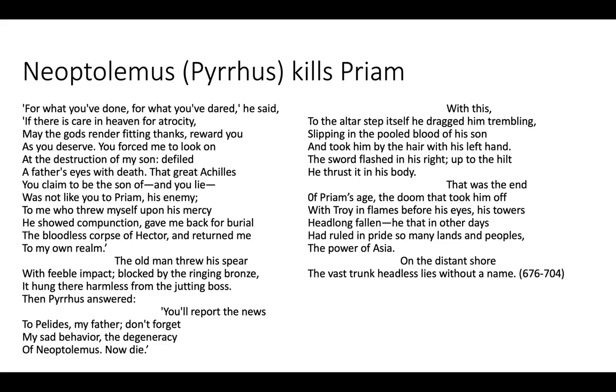So, yeah, this is a story told by Aeneas. Of course, he's mourning for Troy here, mourning for Priam. And this is a very eloquent celebration of what Priam and Troy represented. The end of Priam's age. So the age of this glorious hero, the age of the glory of Troy. He ruled in pride so many lands and peoples, the power of Asia.